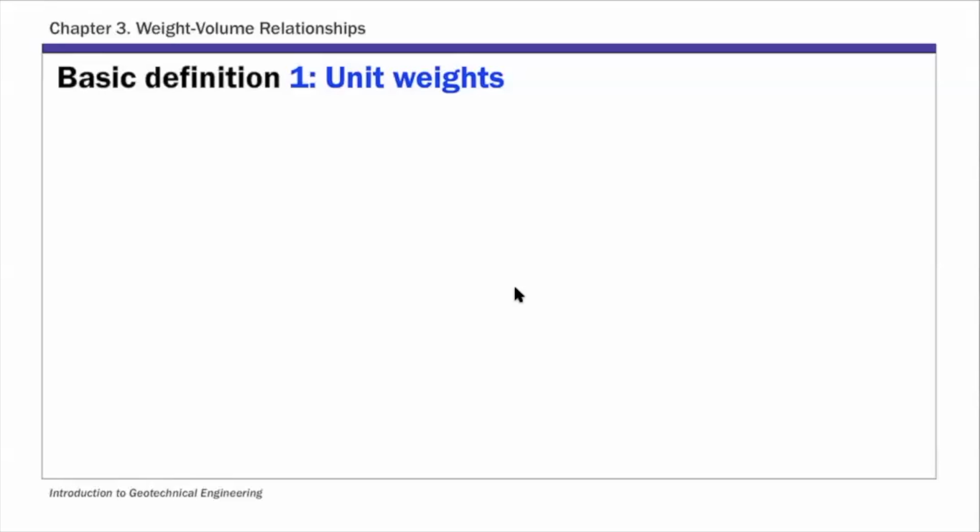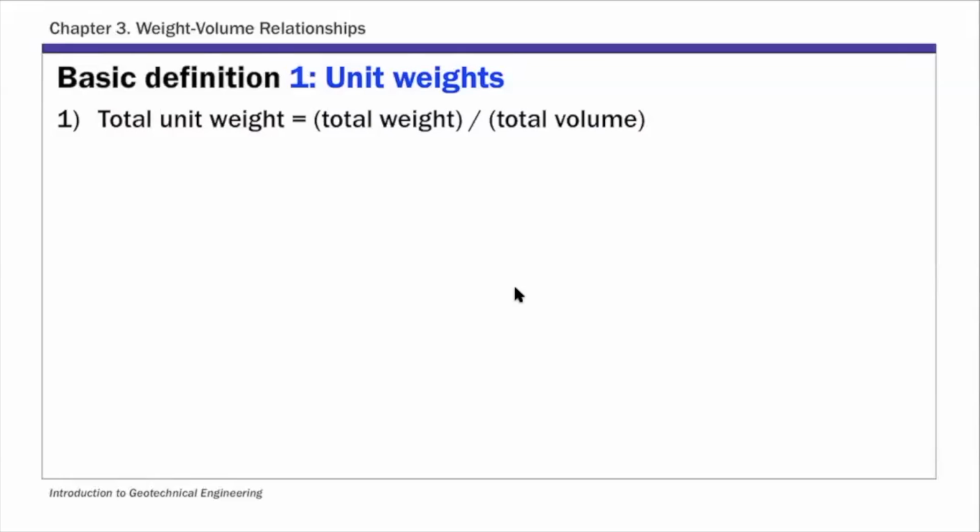The first group of basic definitions is unit weight. There are actually different types of unit weight, but they're all weight over volume. They're just different weight over different volume, but they're all weight over volume. And there are a number of different unit weights. The first one is called the total unit weight. Total unit weight is total weight over total volume.